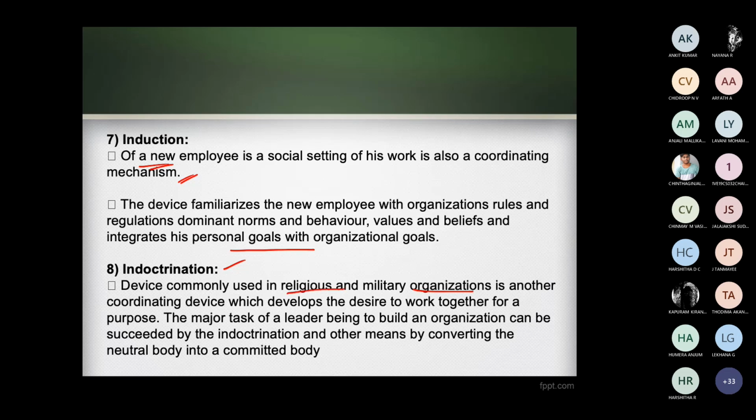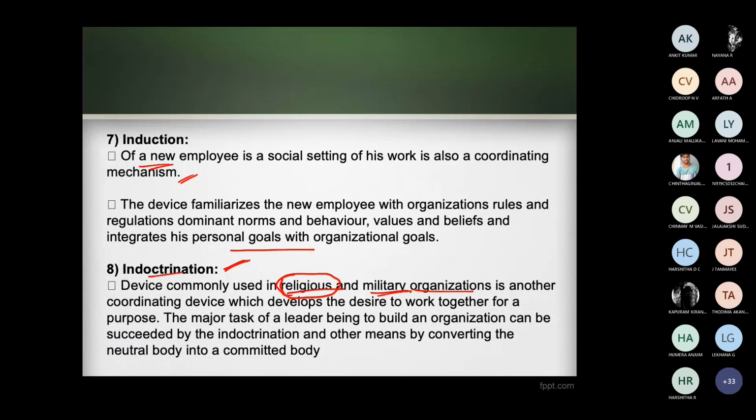Mainly this indoctrination works with some religious organizations, where they take care of religion as a very important thing, like samaja sanghas and all. They mainly depend upon particular religions. And military organizations also use this indoctrination.